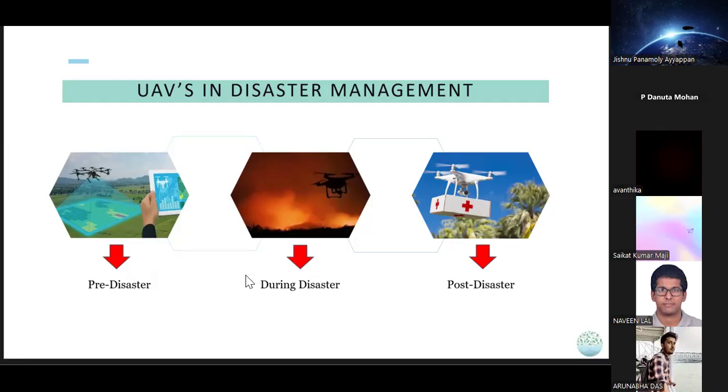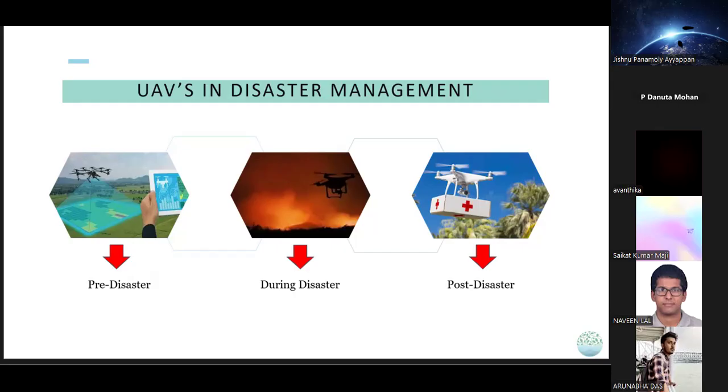Then during disaster, we can use drones for monitoring purposes. As I said, if a fire is extending over an area, we can monitor it like that. If there is a flood, we can fly and see how much area has been inundated. Then we can use them for rescue operations, and also deliver essential basic necessities, using heavy drones for that purpose. Then comes post-disaster. We can use drones basically for assessing the damage, or for recovery purposes.